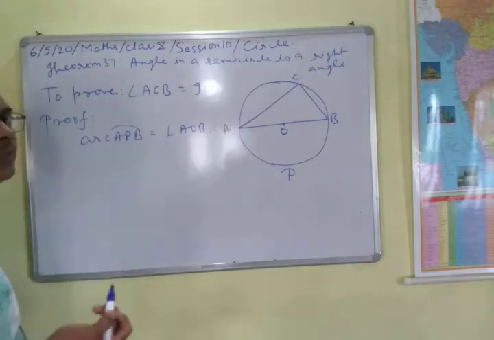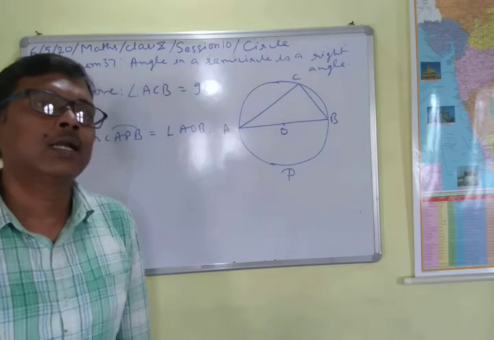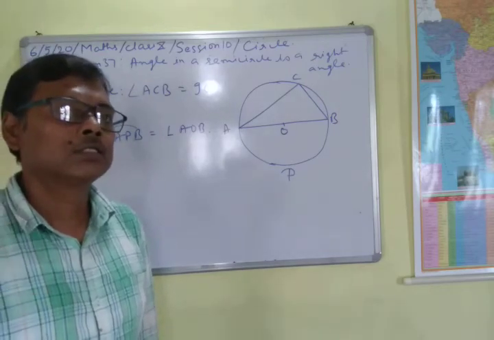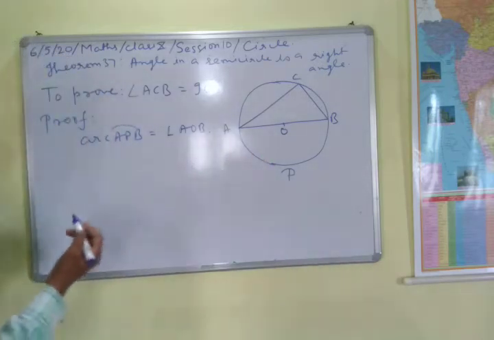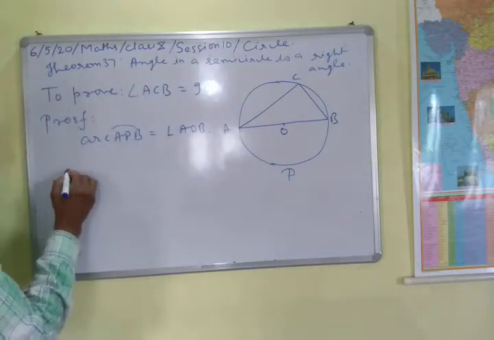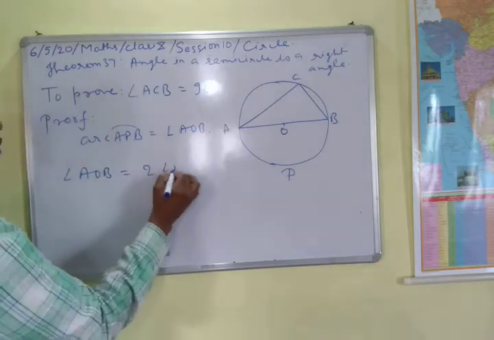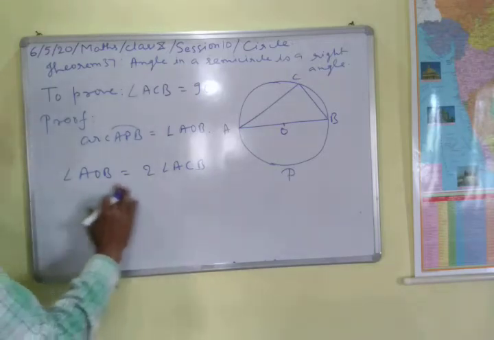So you know the theorem: the angle subtended by an arc at the center is double the angle subtended by the same arc in the remaining part of the circle. Due to this theorem, here you can write that angle AOB equals 2 angle ACB. So you have to mention that theorem.